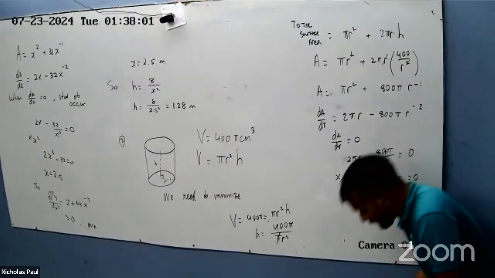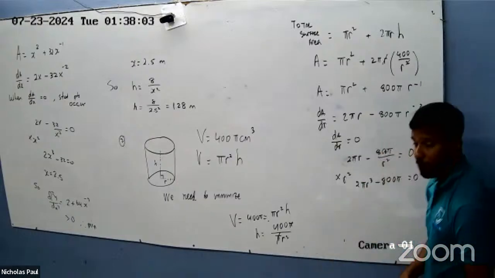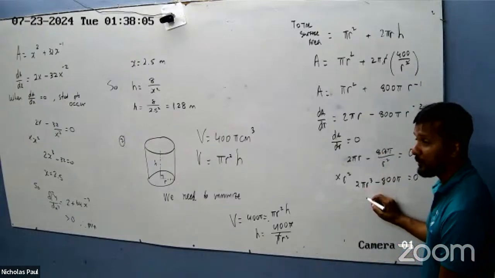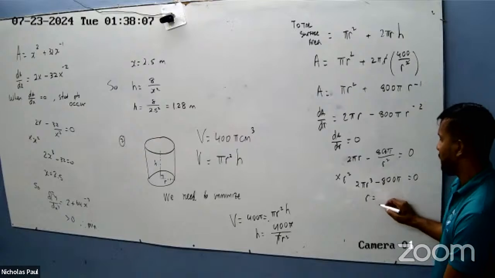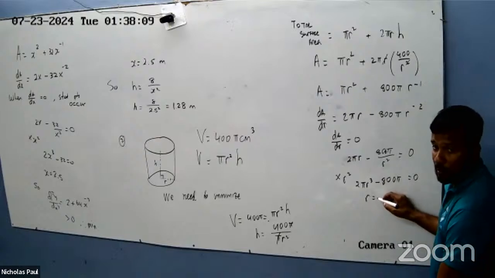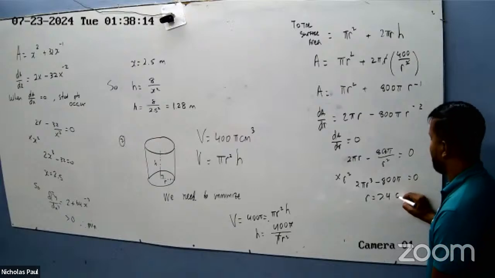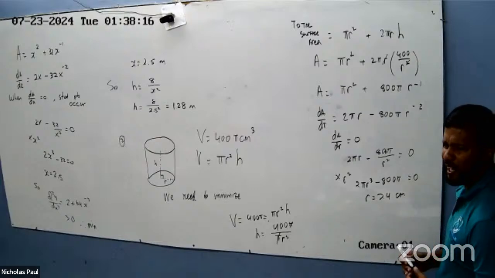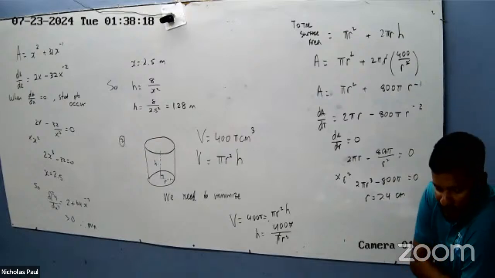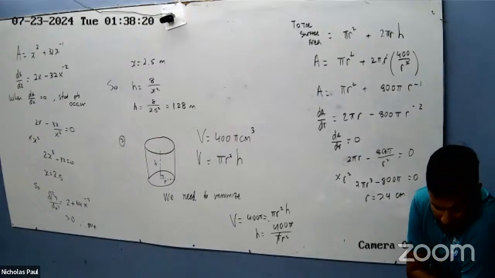What are you doing next? Okay, solve for r, right? How much will I get? 7.4. That'll be centimeters, right? What did they ask for again? The least what? The least amount of material used.